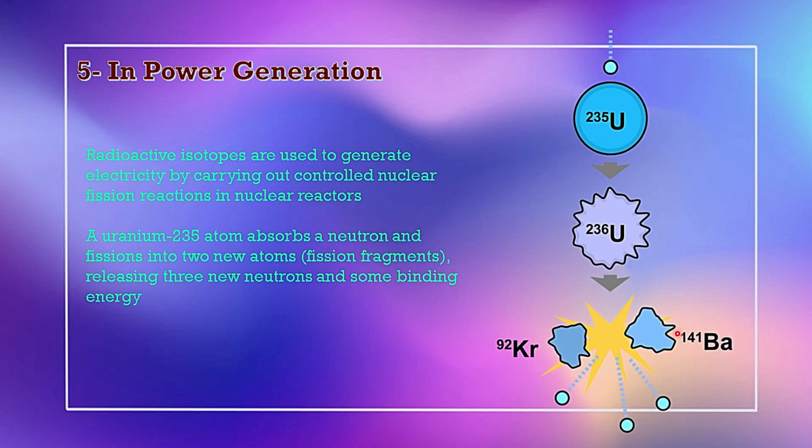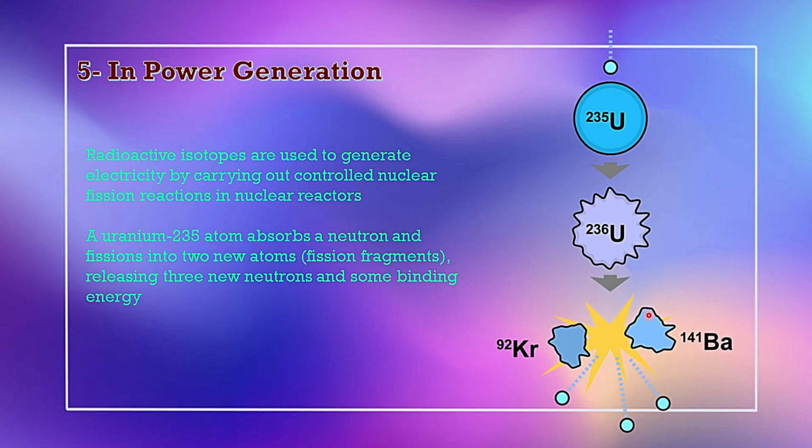These two nuclei are new nuclei with different atomic masses. One has mass number 92 and another has mass number 141. Mass number 92 is that of krypton and 141 is that of barium. So through this fission reaction, new elements can be formed. From uranium, we have prepared krypton and barium by using this simple fission reaction. This reaction will also produce 3 neutrons as well as a large amount of energy.